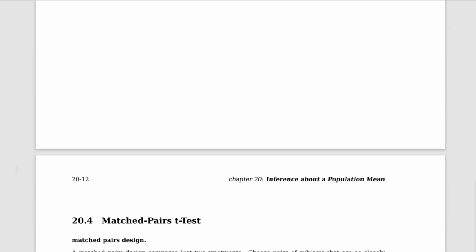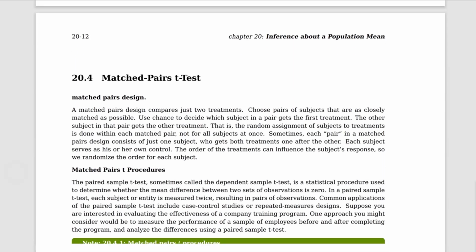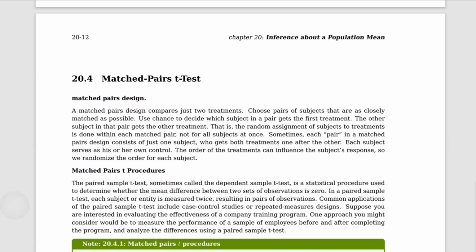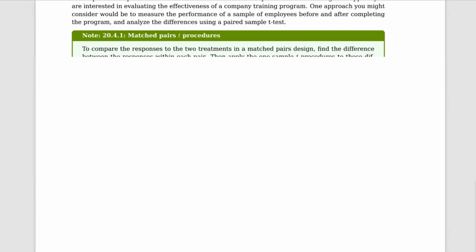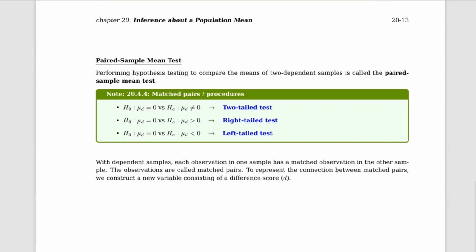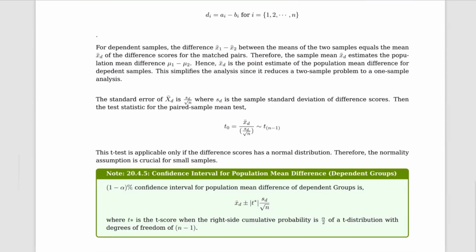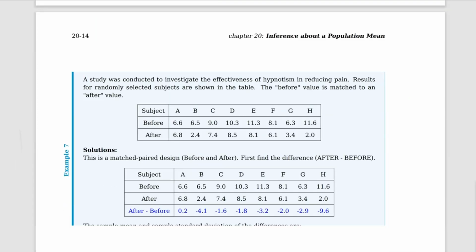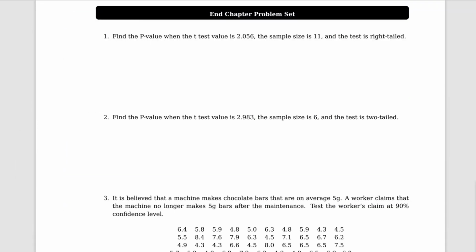So conclusion, yes, as I explained before, I will come to the matched pairs t-test later. Okay, please remind me. I will explain that later. But let me explain these problems, because you have to understand this very clearly before we go to the matched pairs.